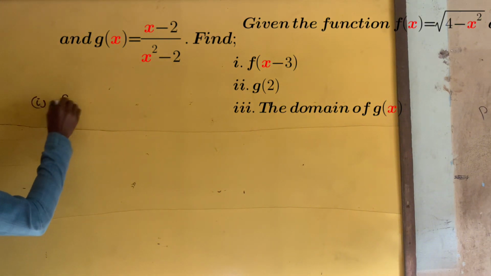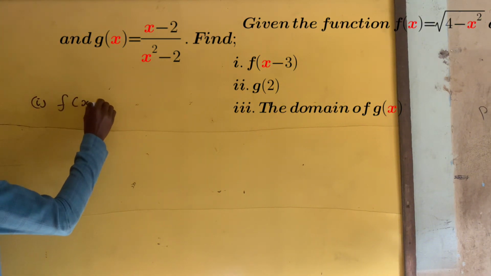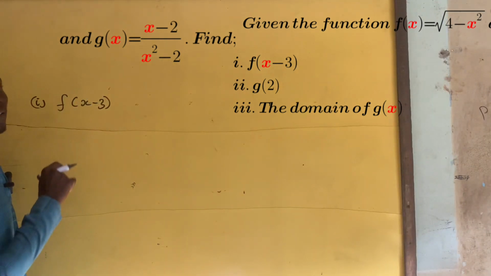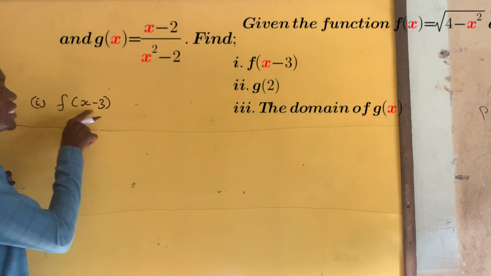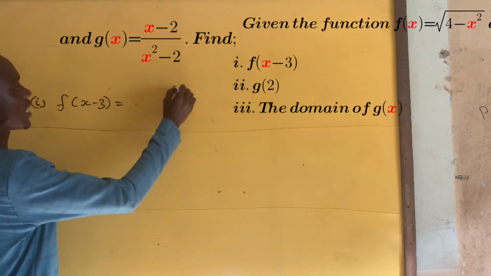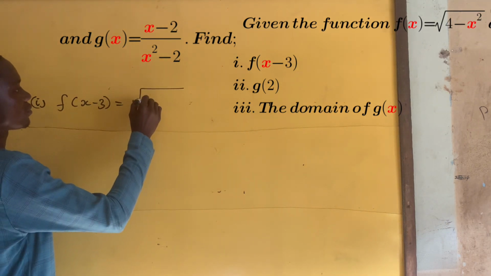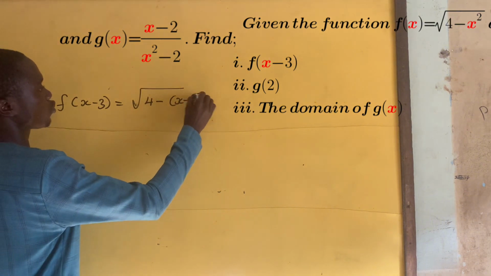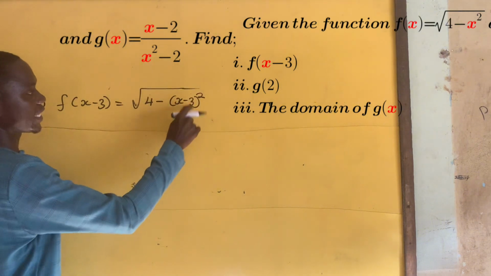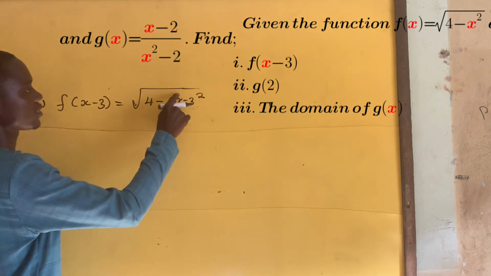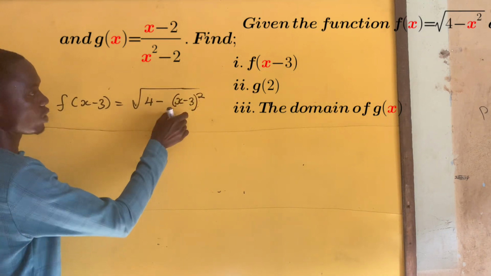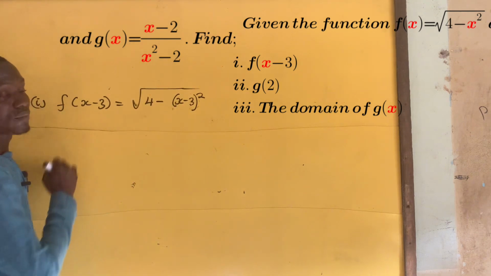So we have to find f of x minus 3. This means that wherever we find x in f of x, we have to put in x minus 3. So this will give us the square root of 4 minus (x minus 3) squared. Remember to bring the bracket. If you do it like this, it is not correct. You put it in brackets because the x here is squared, the negative is somewhere.